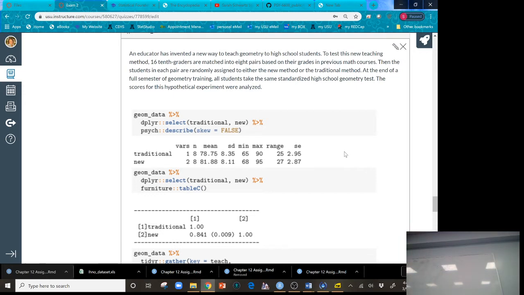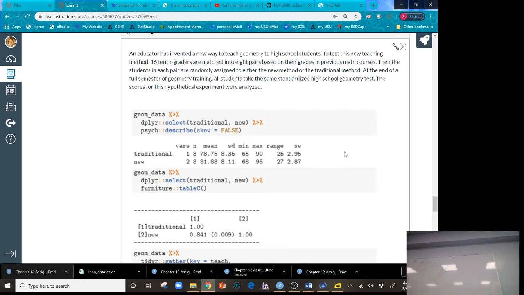Why don't they give each kid new and traditional both? Because you teach them the same concept, just differently. Yeah, carryover effect. If you teach them the unit with the traditional way, what's going to happen when you teach the new way? They already know it from the first one. That effect would carry over and contaminate the second time. So that's why you can only give each kid one of the 2. You can't give them both.